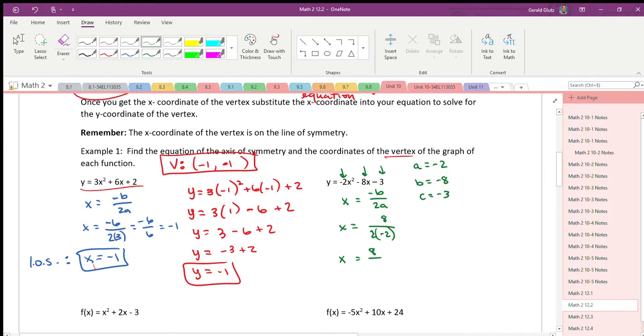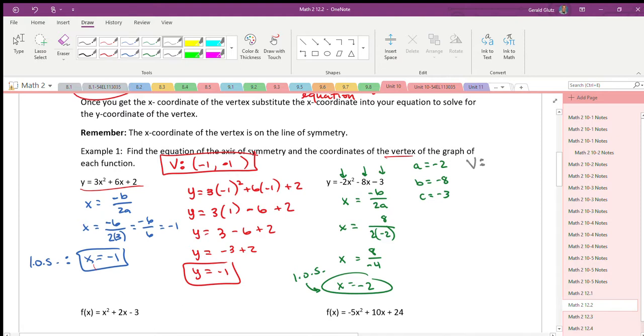So 8 divided by 2 times negative 2 is negative 4. So 8 divided by negative 4 is negative 2. Forgot my negative sign. So this is the line of symmetry right here: x equals negative 2. Now I need to find the vertex.